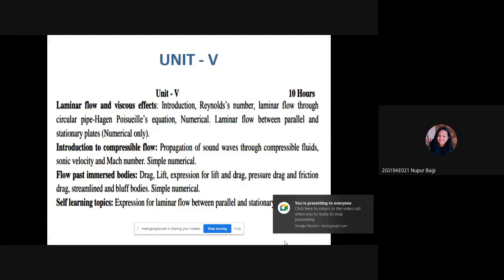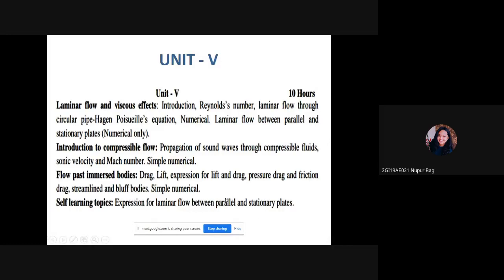Yes, sir. Okay. So last class we started with unit 5, that is module 5. In that we have 3 sub chapters that I told you about, flow past immersed bodies. I have already shared one lecture so that you can just go through. So in that we study the drag and lift forces when the body is moving.